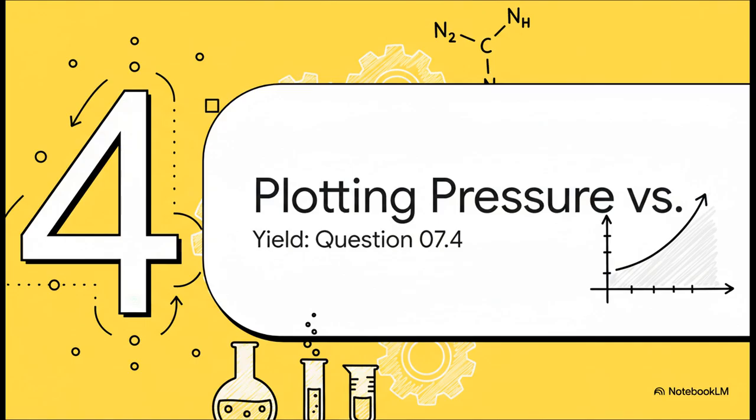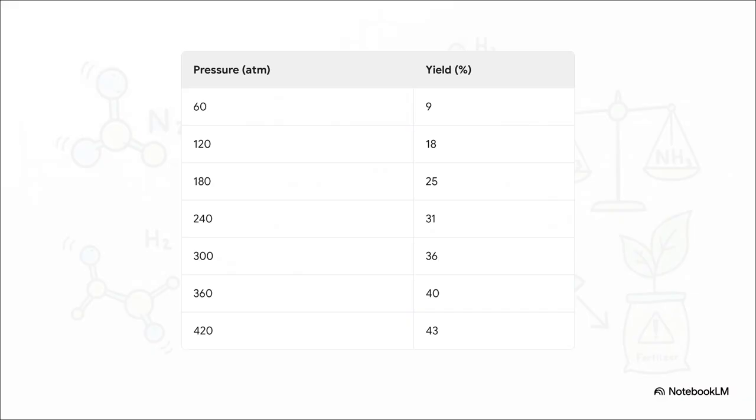Okay, time to switch gears completely. Question 07.4 isn't about your chemistry knowledge, it's all about your data handling and graphing skills. And with 4 marks on the line, this is a pretty big deal. So here is the data they give you.